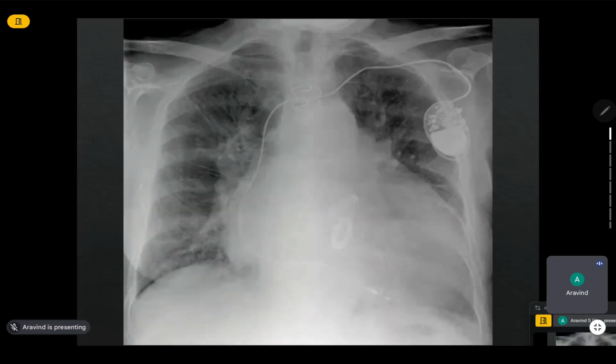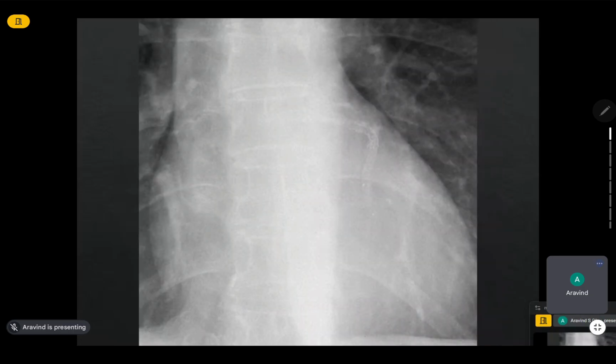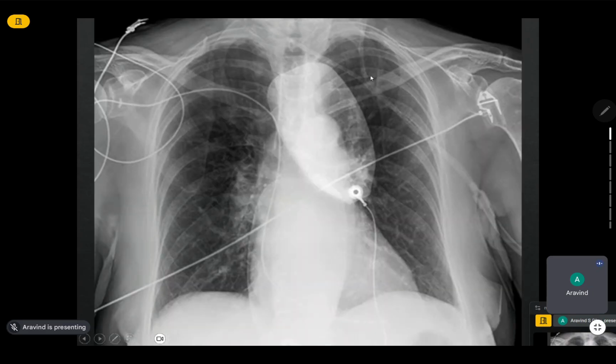We also have some artifacts, like the pacemaker. You can see the sternotomy wires and the artificial valve here. These are called artifacts. Here you can see the stent, the coronary artery stent, the spring-like thing. These are called artifacts. This is the defibrillation pad, and these are the leads and the defibrillation pad.